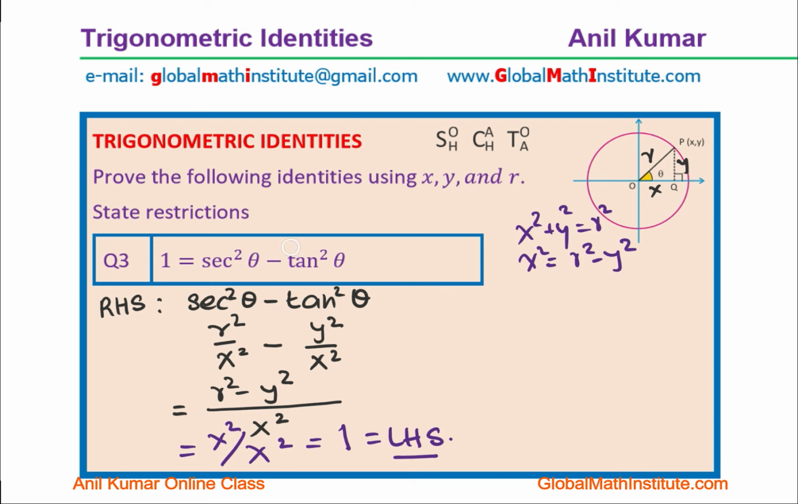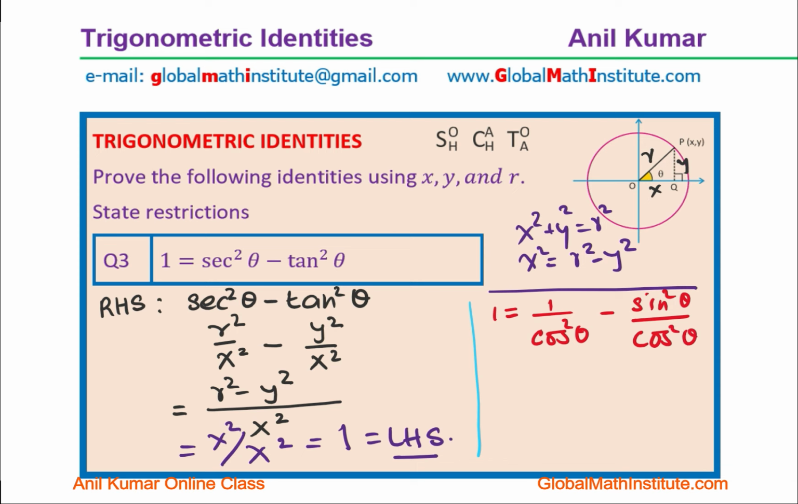Now, the last part here is to write down the restrictions. So in the case of restrictions, we know very clearly that secant has cosine in the denominator and tan also, right? So we can write down this identity as 1 over cos square theta minus sine square theta over cos square theta. So clearly in this case cos theta should not be equal to 0. So that is the restriction. Is that clear to you?